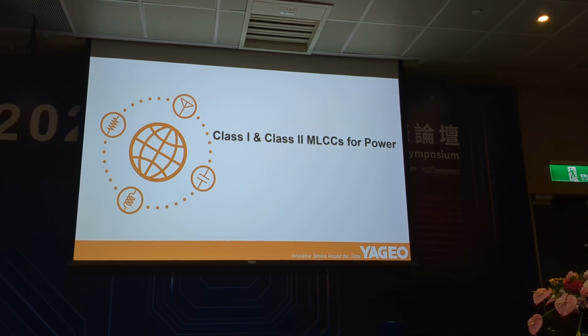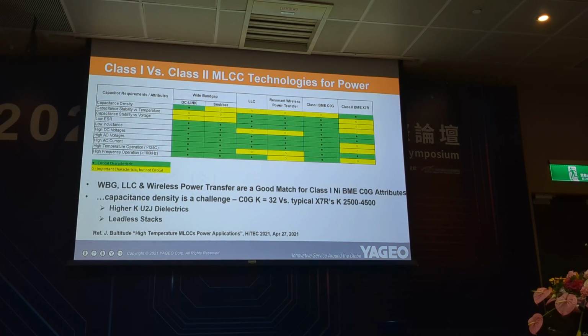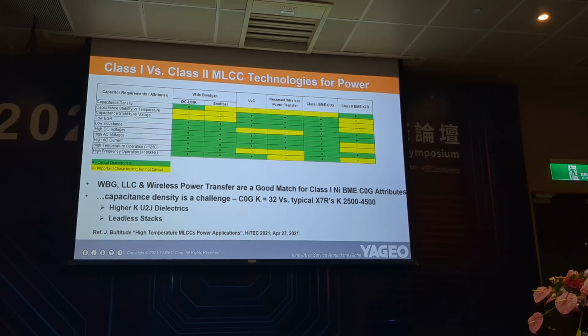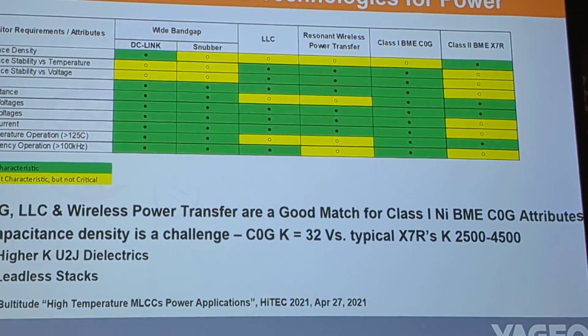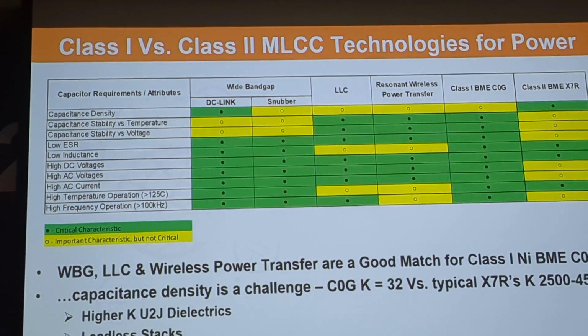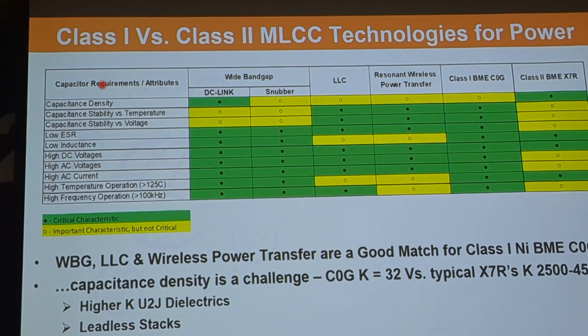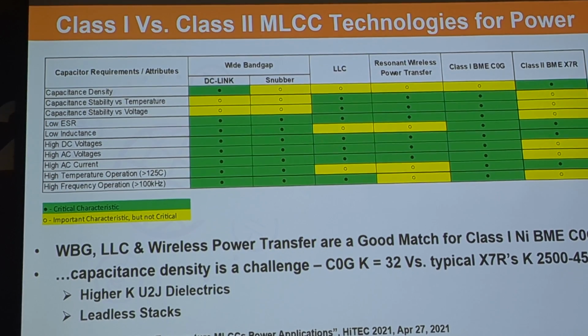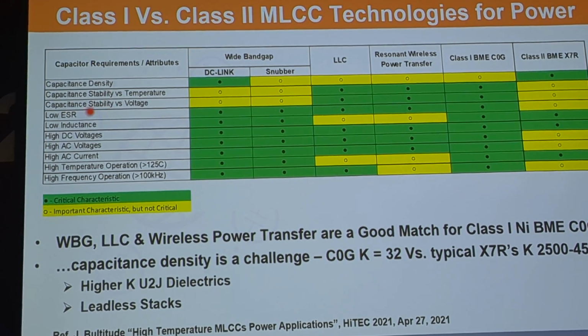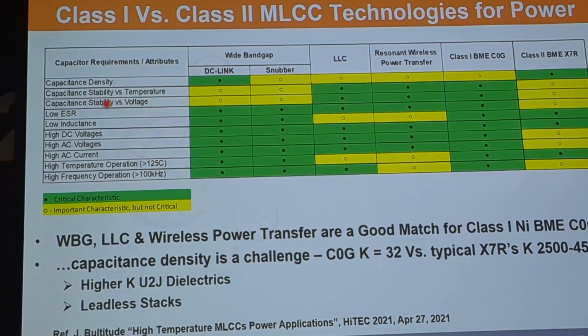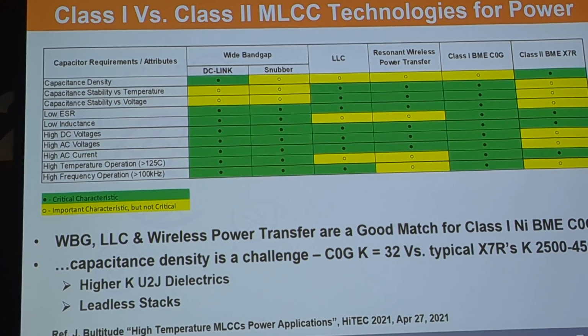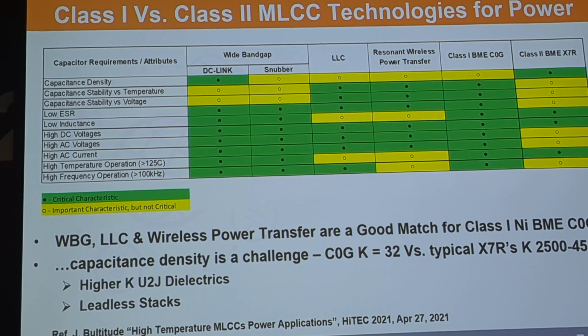Introduce the class 1 and class 2 capacitor for the power application. In this table, we try to list down the capacitor requirements for the different applications. As you can see here, the capacitance density, the capacitance stability versus temperature and voltage, lower ESR, lower inductance, and so on.